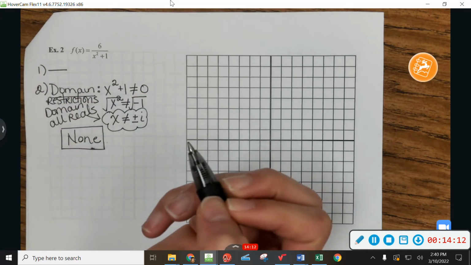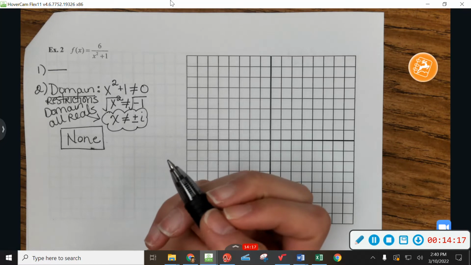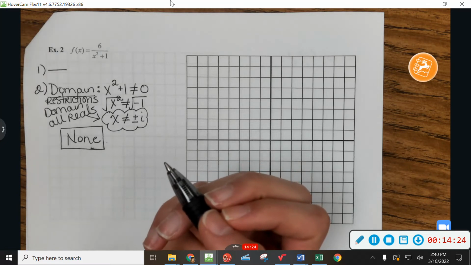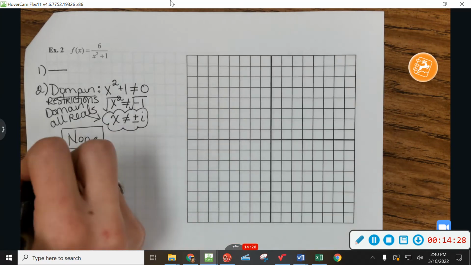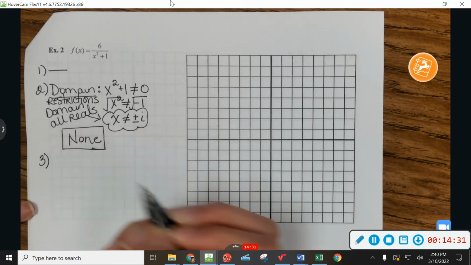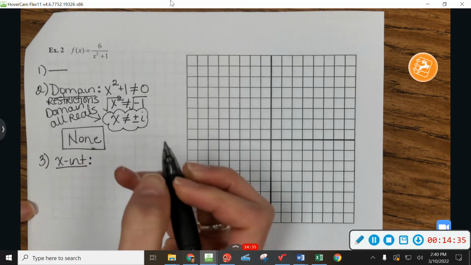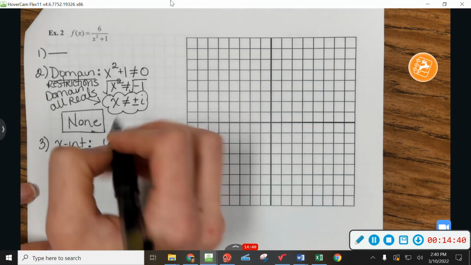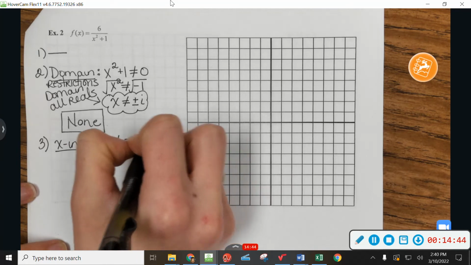Do y'all understand that? If your only restriction is referring to imaginary numbers, then there are going to be no restrictions on your graph because we're only dealing with real numbers. Okay? So then I'm going to look for my x-intercept, set my numerator equal to 0, so 6 equals 0. That's a false statement. So there are also no x-intercepts.